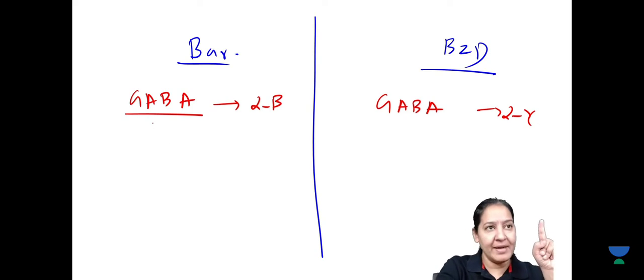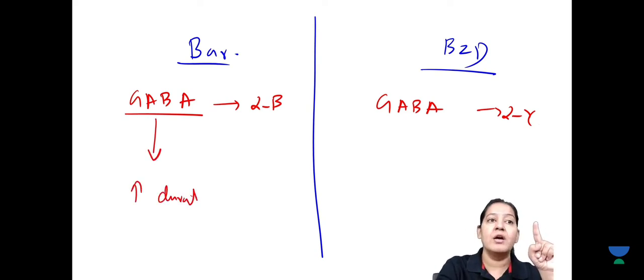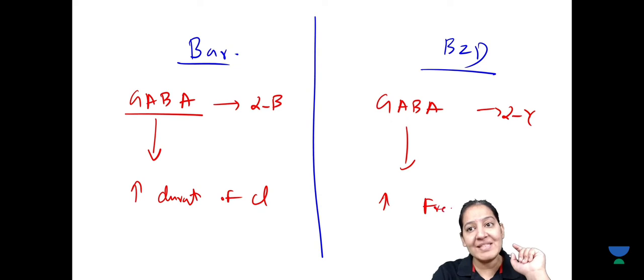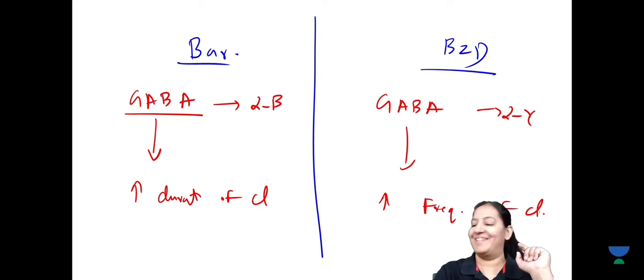On the GABA receptor, barbiturate increases the duration of chloride channel opening. It is increasing the duration of chloride channel opening. I hope you got it.